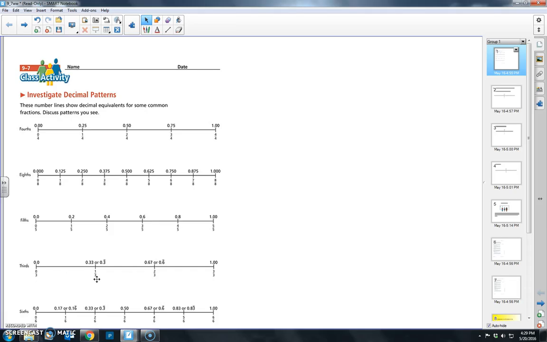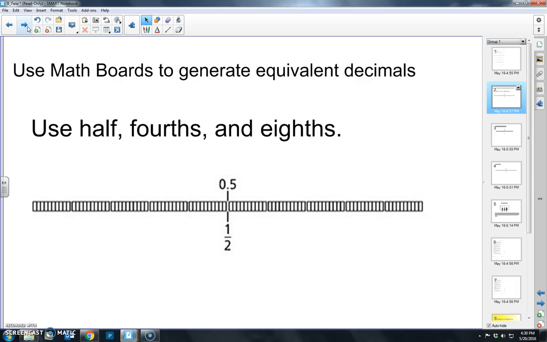Thirds is kind of fun. It's 0.33 or 0.3 with a line over it. That line, remember, stands for it goes on and on and on forever and ever and ever. Okay? Same thing with the 0.6 with a line over it. 0.6666666, and so on and so on. All right? So if we kind of check, yep, just kind of halves and 0.5. So this would be 0.1, 0.2, 0.3, 0.4, 0.5, 0.6, 0.7, 0.8, 0.9, and 1.